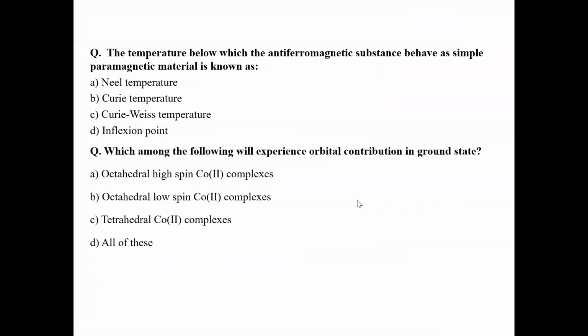Okay, so I will wait for 1 or 2 minutes, thereafter I'll explain. Okay, you remember that graph between temperature and chi. And one temperature, that is Curie temperature for ferromagnetic substances, and Néel for antiferromagnetic. So just try to give me the answer.